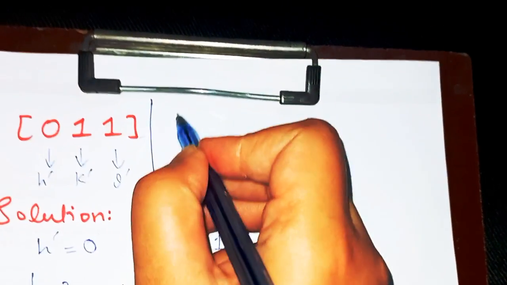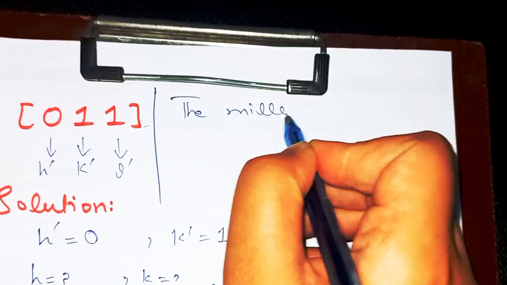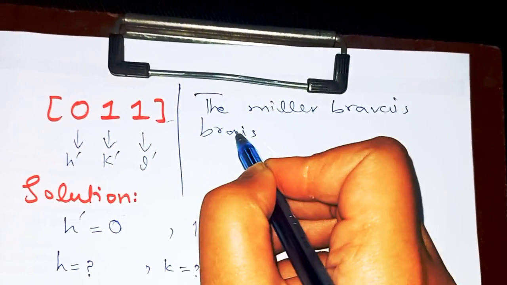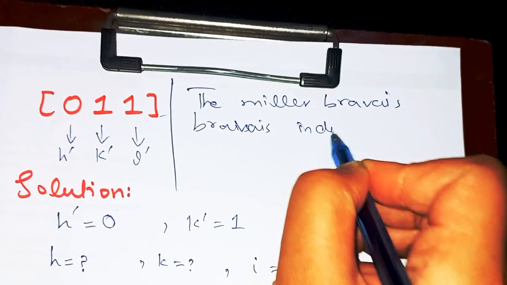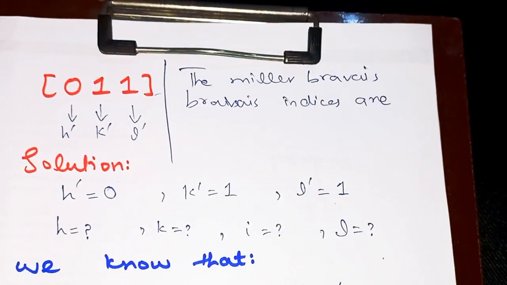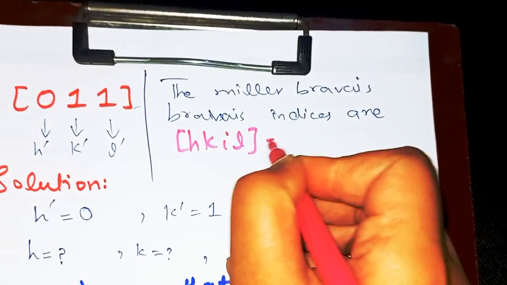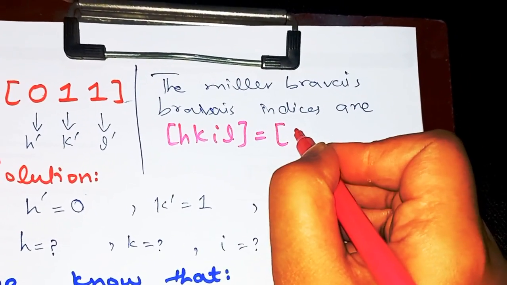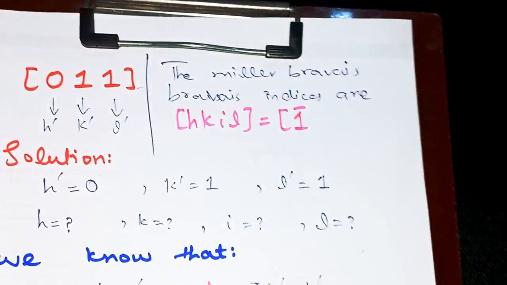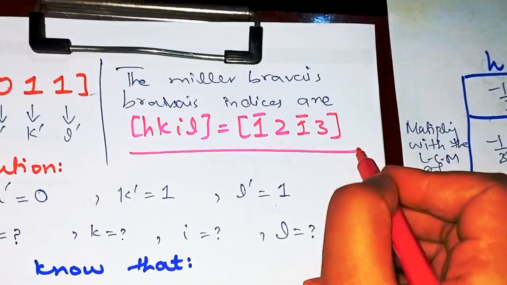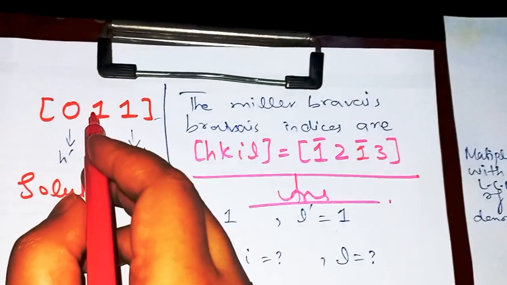So the Miller-Bravais indices, these are actually HKIL equal to -1, which is 1 bar for H, then 2, 1 bar again, and the last is 3. Okay, these are the Miller-Bravais indices for 0 1 1.